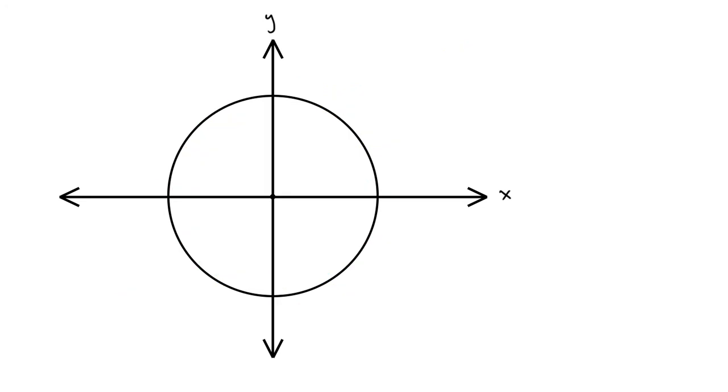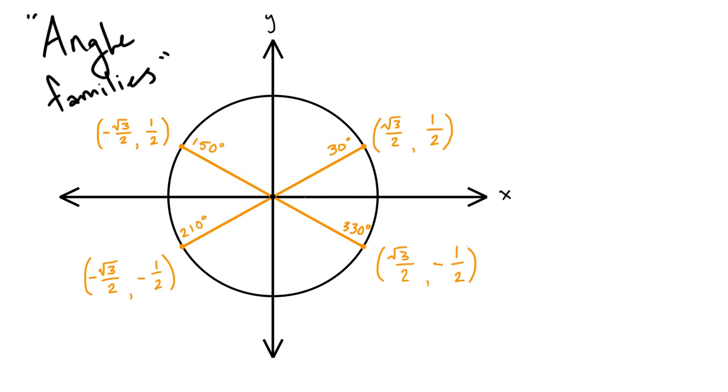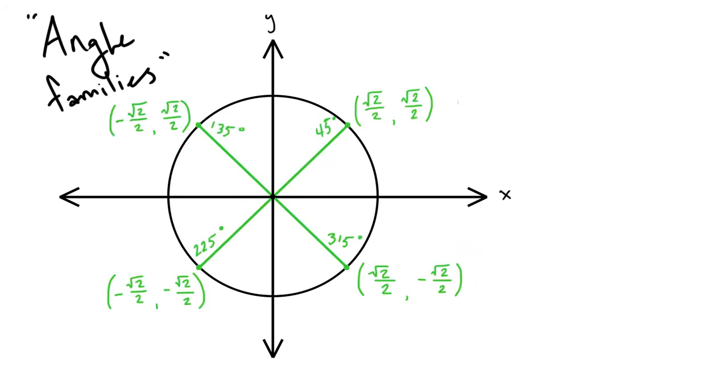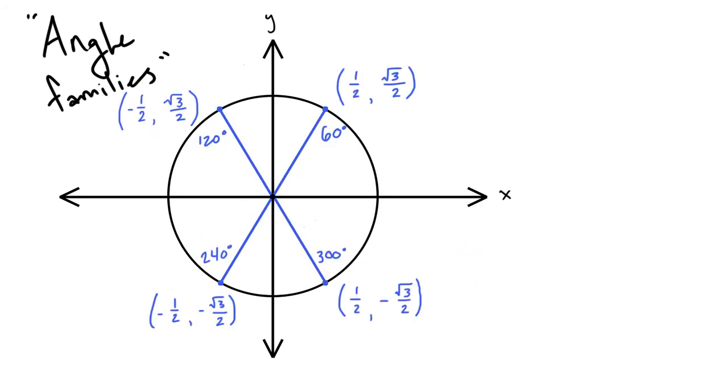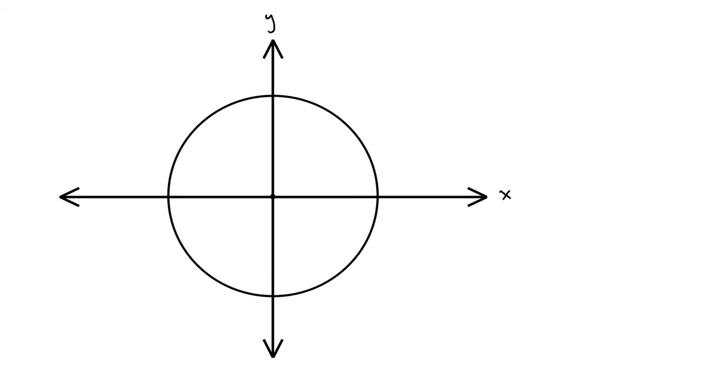Instead, I'm going to teach you a method called angle families that will hopefully make the whole circle easier to remember. As a little preview, those families are going to be the 0-degree family, the 30-degree family, the 45-degree family, the 60-degree family, and the 90-degree family. But before I get into any of that, let's start with some fundamentals.